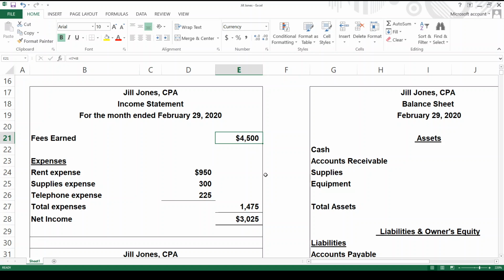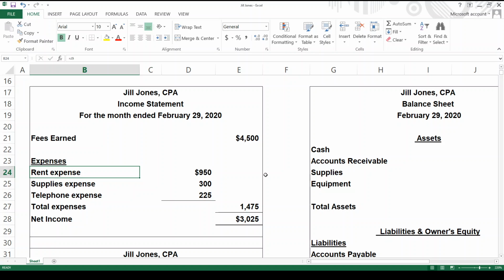Now this is a very simple illustration here. In real life, there might be 200 entries involving fees earned. You would add them all up, summarize, as they like to say in the textbook, and show the one amount. Okay. Expenses. If you read the textbook, they probably tell you, expenses should be listed in descending order.